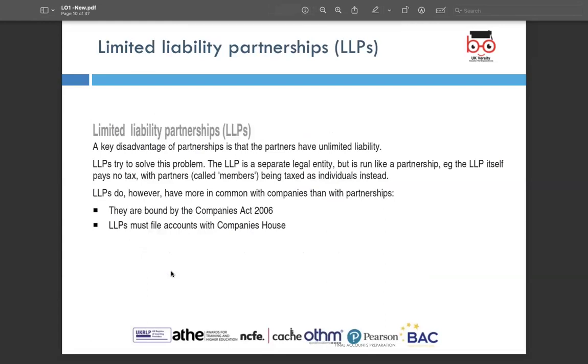Limited liability partnership. A key disadvantage of partnership is that the partners have unlimited liability. So the limited liability partnership tries to solve this problem. This is a separate legal entity, but it runs like a partnership. For example, the LLP itself pays no tax, with partners called members being taxed as individuals instead. Limited liability partnerships do, however, have more in common with companies than with partnerships. They are bound by the Companies Act 2006 and they must file accounts with Companies House.